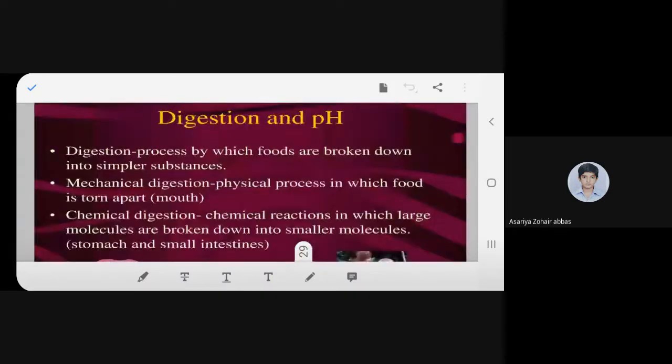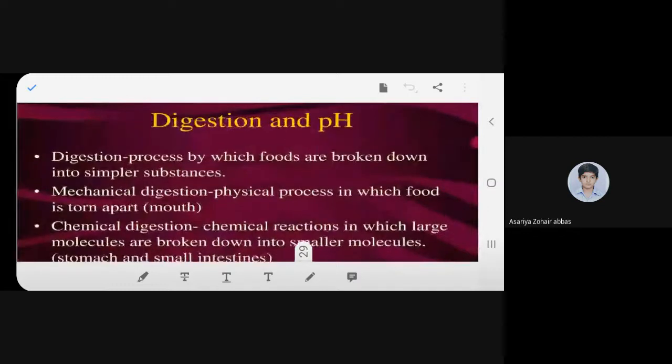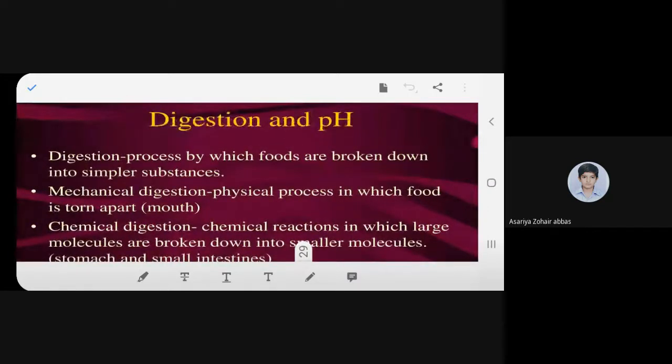Now we'll see digestion and pH. We saw the pH scale, acidic, neutral, and basic, from 0 to 14. Below 7 it is acidic, above 7 it is basic, and 7 is neutral. Now, what is happening in our stomach? What is the pH level of our stomach? So this is what we are going to learn today: how digestion is taking place, in which condition, and what is the pH of our stomach.